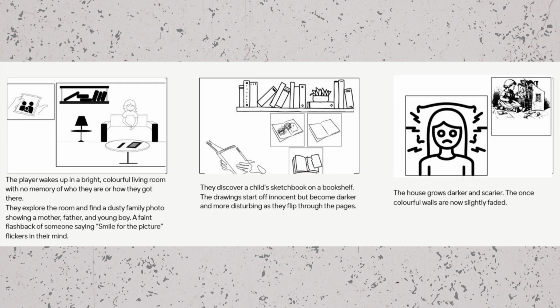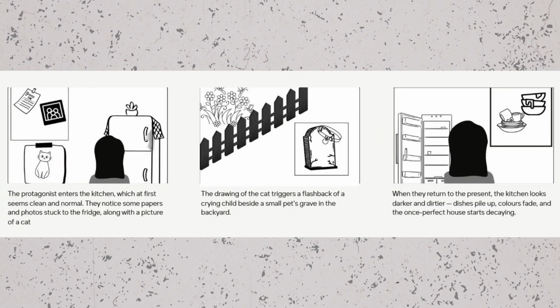The house slowly changes too. Colors fade, cobwebs appear, and unsettling noises echo around. In the kitchen, the player then finds family photos and a hidden drawing of a cat, which triggers a flashback of a child crying beside a pet's grave. The more they explore, the darker the environment becomes.